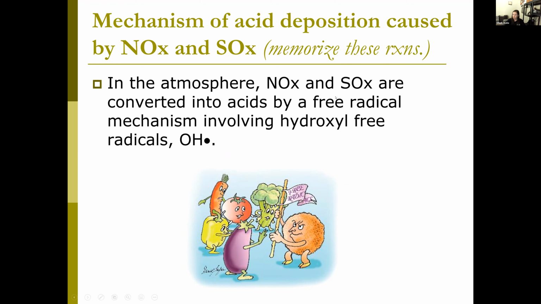We're going to look at how NOx and SOx are converted into acid, and we're going to look at the mechanism that includes a free radical called hydroxyl. So you might recognize OH as hydroxide when it's the -1 ion. So it's just looking at it as a free radical. And remember, when you see the little dot next to it, that's representing the free radical.